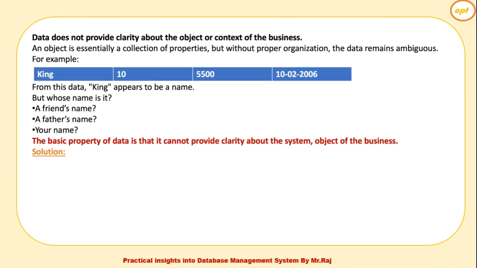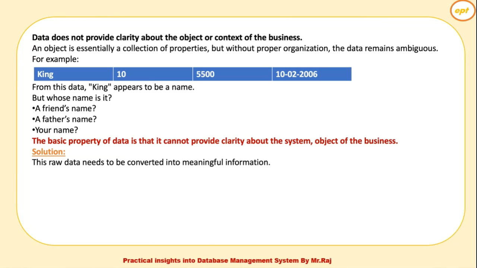If I have meaningful data, suppose I say King is the name, the second one, the integer number, is the department number, 5500 is the salary, and the next one is the hire date. Are you able to understand now? If I add context to the data, then it will be really useful for taking business decisions, right?